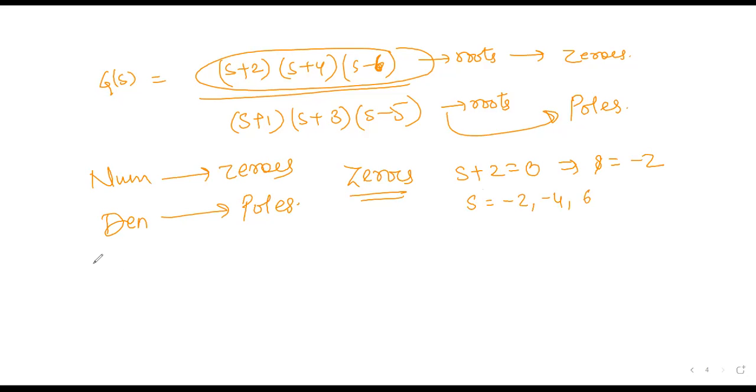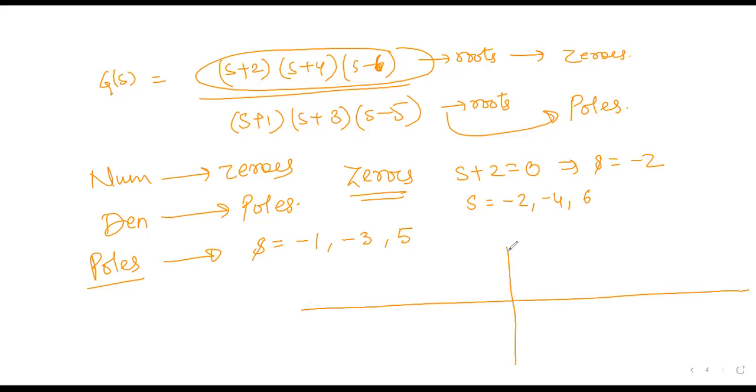And what are the locations of poles? S equal -1, S equal -3, S equal +5. So when we plot it, this is your imaginary axis and this is your real axis. This is your positive side and this is your negative side, as we do on the scale. We denote our zeros by circle and poles with cross sign.